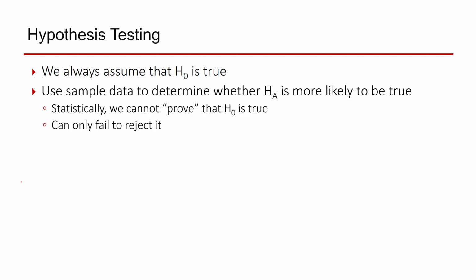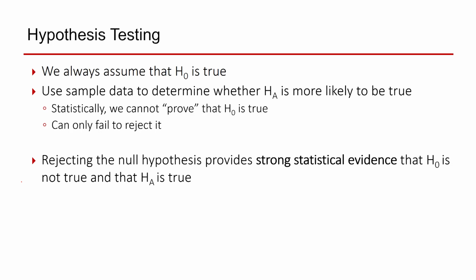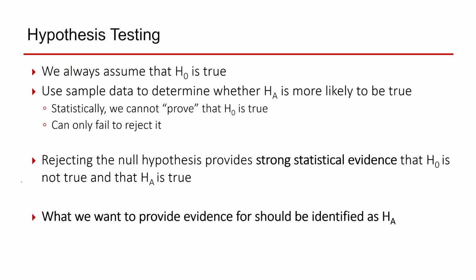Remember, statistically, we aren't proving either one is true, and specifically, we're never going to say that we're concluding that the null is true. We're only going to fail to reject it. Rejecting the null hypothesis provides strong statistical evidence that the null is not true and that the alternative is true. What we want to provide evidence for is the alternative hypothesis.